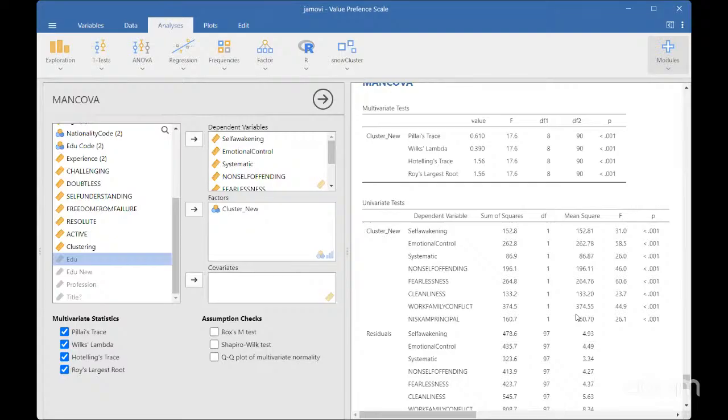Yes, now you can find Wilks' lambda, that is 0.39, almost 0.4. That indicates the difference is good. So we have to follow the Wilks' lambda, and that is significant.